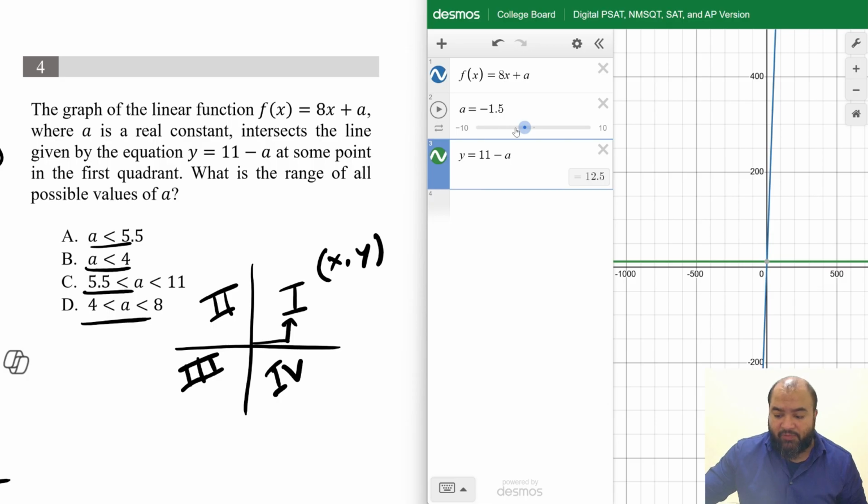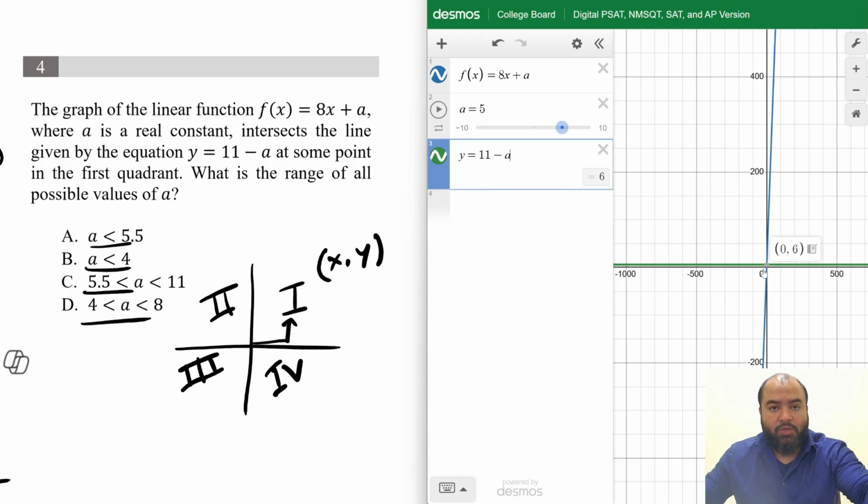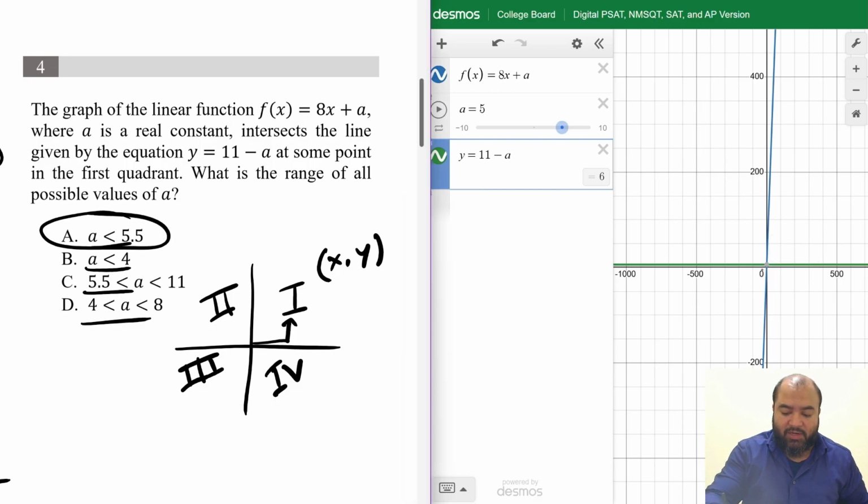So more than 5.5, let's see. So let's say 7.6. Okay, now one of the coordinates is becoming negative, so it's not gonna work. So yeah, answer is A. A less than 5.5. If I bring it to 5.5 again, 5.5 doesn't work because it's exactly 0. Anything less than that works. Let's say 5. This is positive 0 point something, but positive, positive. That's quadrant 1. So the answer is A. A has to be less than 5.5. You should know when to use Desmos and when to use algebra. If you're really, really good at algebra, you can use it, but sometimes Desmos is better.